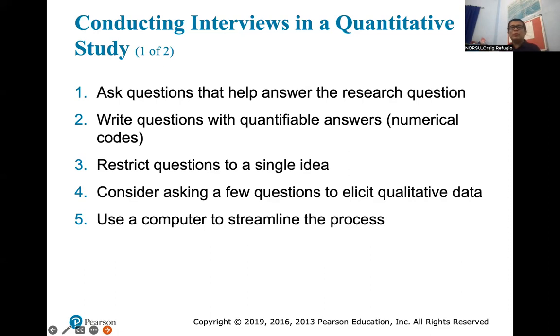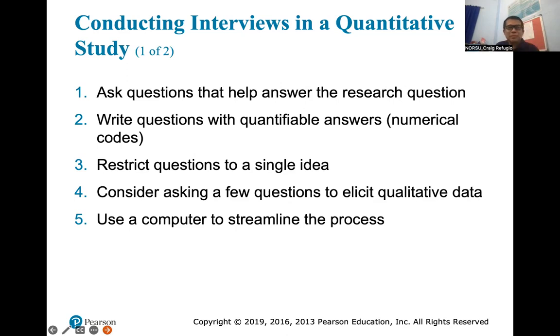Write questions with quantifiable answers. So the data to be collected should be numerical. And if it is not numerical, there might be conversion from qualitative to quantitative data.